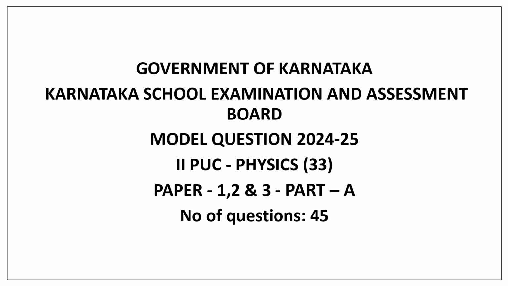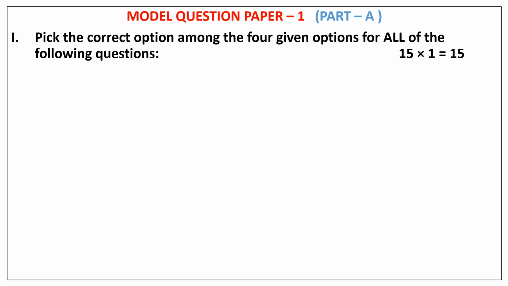Let's start one by one. Model question paper 1, Part A. Pick the correct option among the 4 given options for all of the following questions. 15 into 1 is equal to 15 marks.